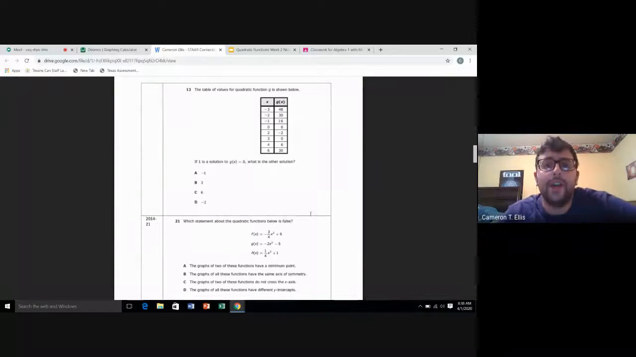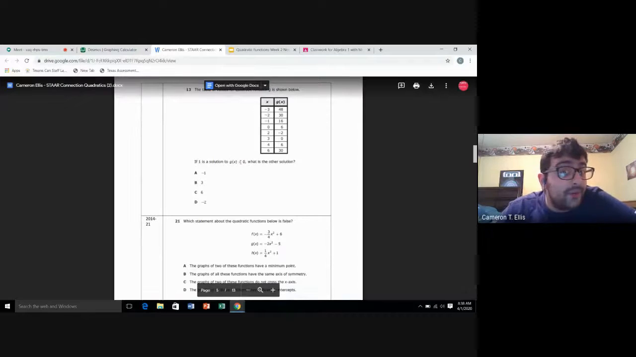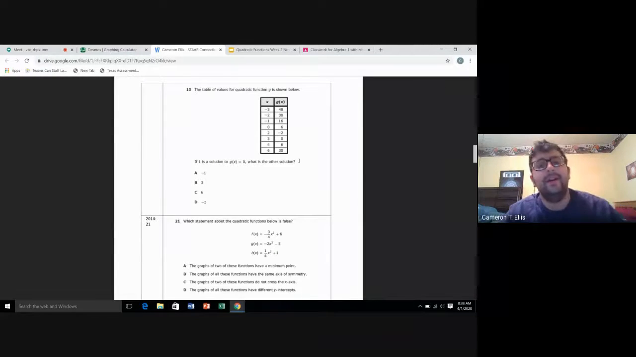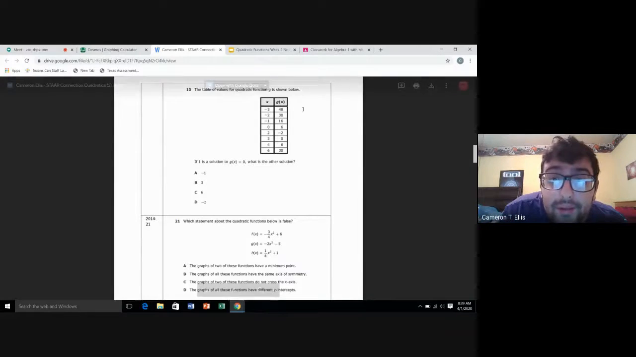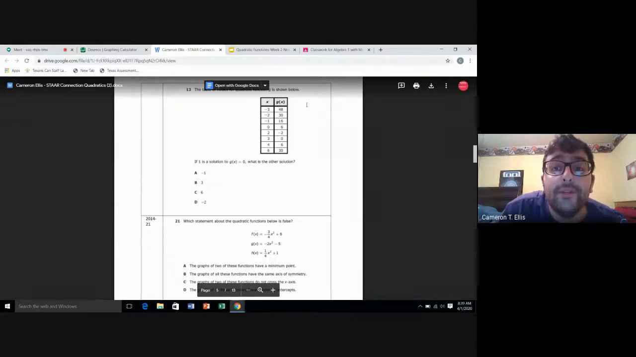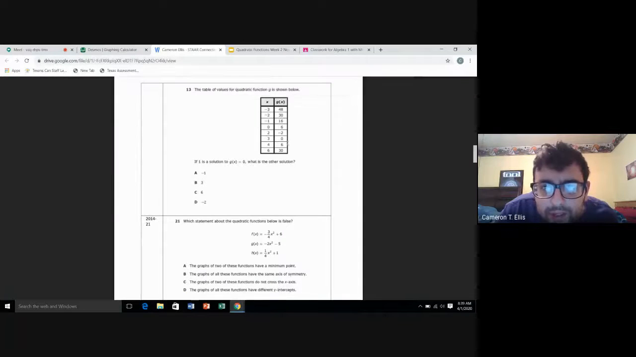A table of values for a quadratic function g is shown below. Again, if this is a solution to g equals 0, what is the other solution? Again, one being a solution to g of x has nothing to do with the other solution, right? Just look for a 0 in the, sorry, not the y column, but the g of x column, which is the same thing as the y column, right? 0, and what's the corresponding x number? That's your solution.